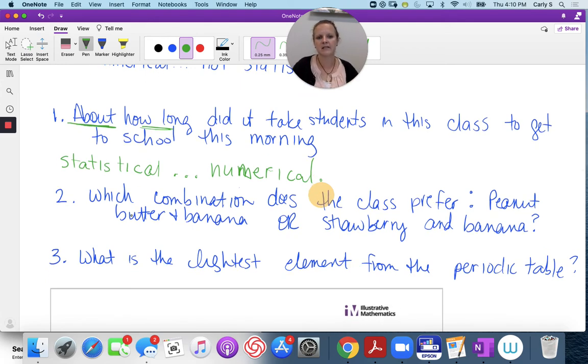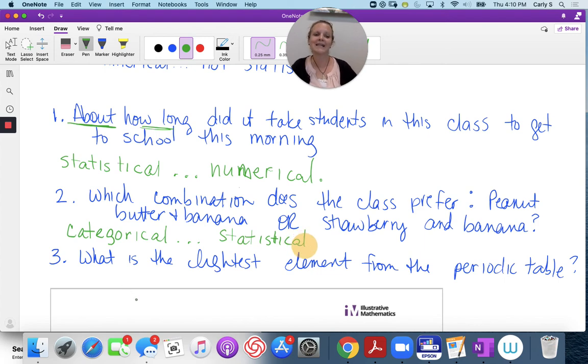Which combination does the class prefer? Peanut butter and banana, or strawberry and banana? I'm thinking smoothies, not sandwiches. And again, this is categorical. It's also statistical. You're going to talk to everybody and see which one is the most popular. I have a very difficult time spelling that word.